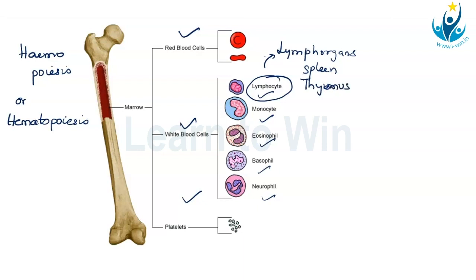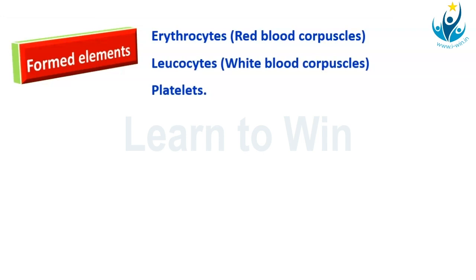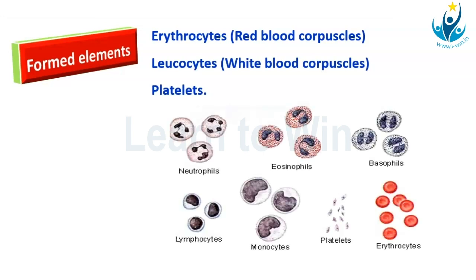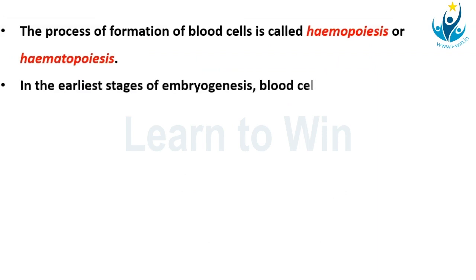Thymus. It is formed even in the lymph nodes. Other than bone marrow, they are formed there, but the rest of them are all formed in the bone marrow. In fact, WBC cells are also called leukocytes, and an excess of them is called leukemia. Okay, now let us see them. The formed elements are erythrocytes or RBC, leukocytes or WBC, platelets, and these are the different types of WBCs. And the process is called hematopoiesis.